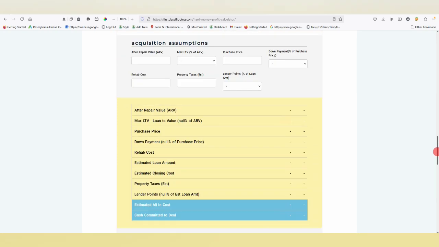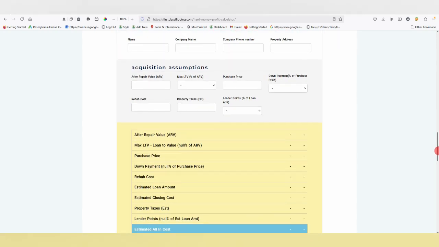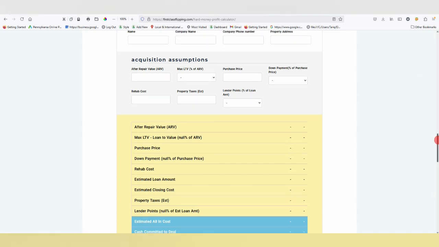Just hit clear. And up here it asks for your personal information. That's only if you want to save this as a PDF to share with, let's say, your hard money lender or one of your business partners. You can fill in your name, company name, phone number, and the property address, just so you can reference it with one of your private investors or lenders. Otherwise, don't even worry about that part.